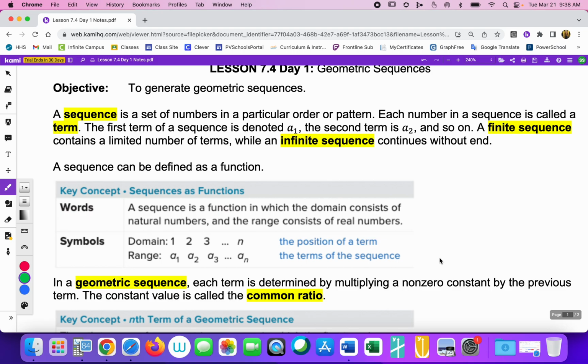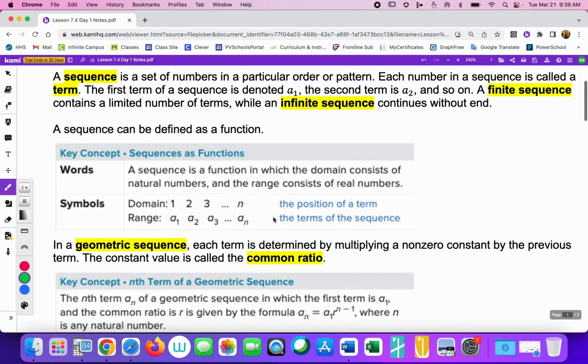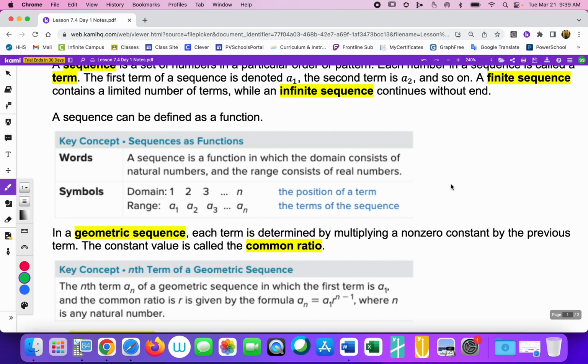Okay. So each number in a sequence is called a term. First term is the A1, second term would be A2, and so on. A finite sequence contains a limited number of terms, while an infinite sequence continues without end, so it does not end. We'll deal more with that in what we're doing tomorrow. And then sequences can be defined as functions.